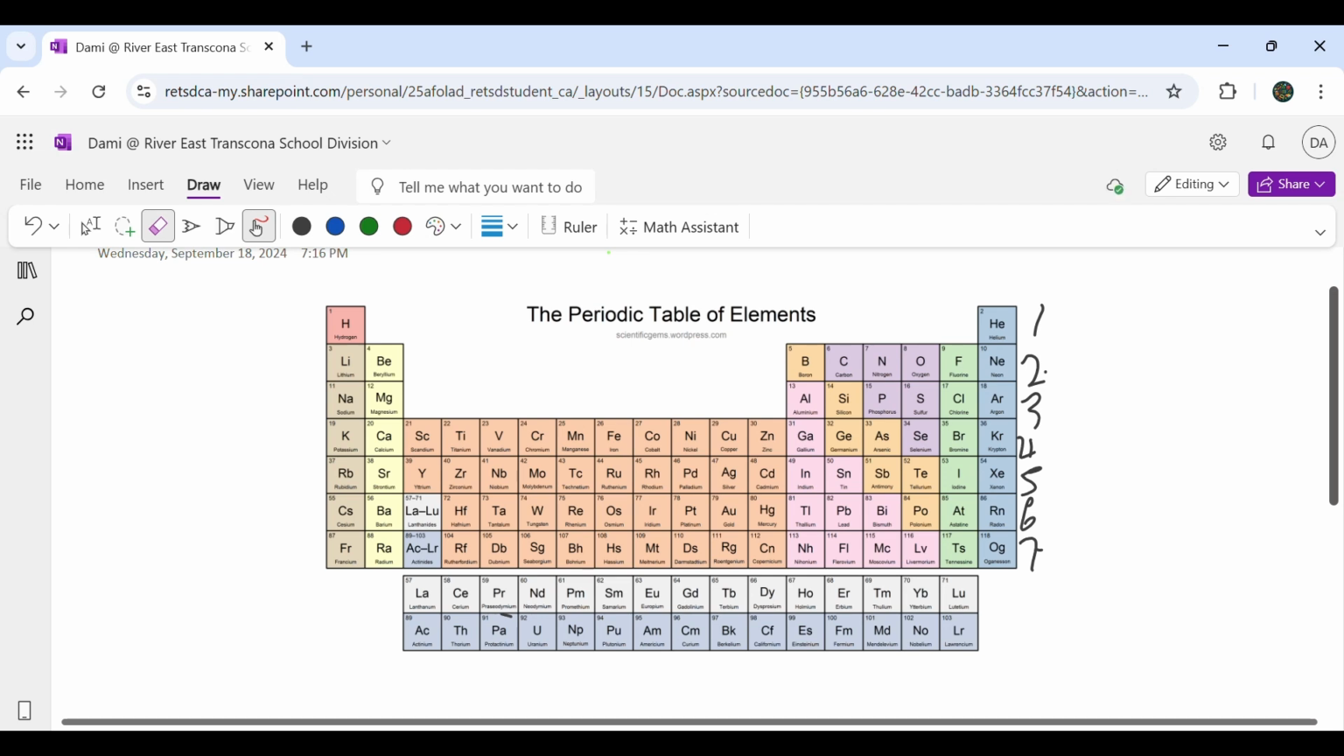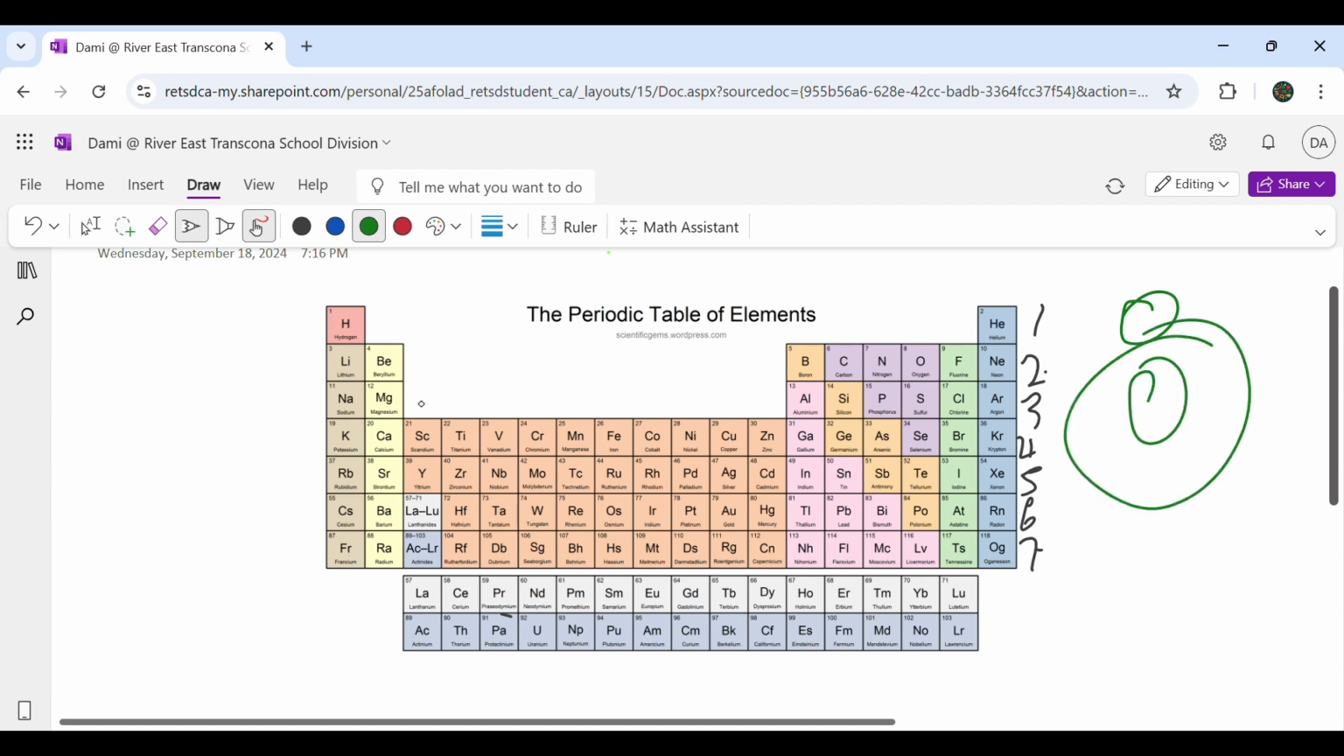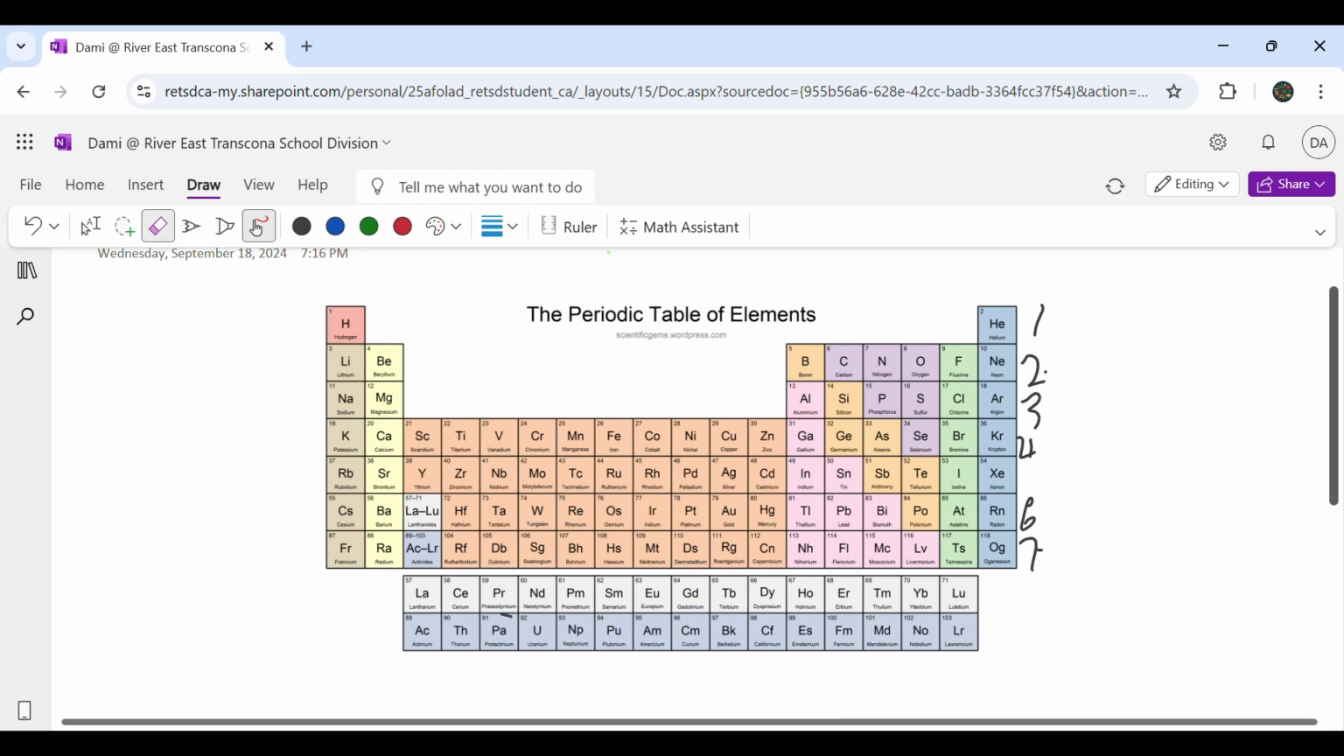Okay, so the period number tells you how many levels or shells the atom has. So when you're drawing your Bohr diagram, you say, oh, helium, it only has 1 shell. Oh, all these in period 2, they have 2 shells. Period 3 have 3 shells, and so on and so forth. I feel like periods are the easiest ones ever.